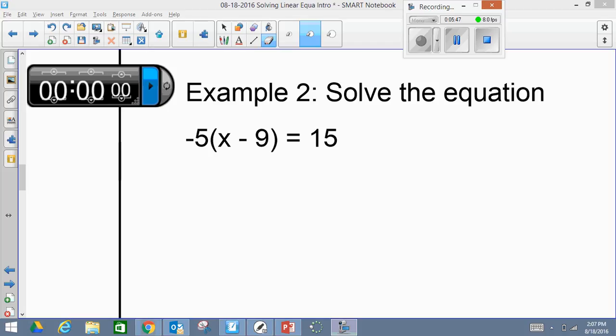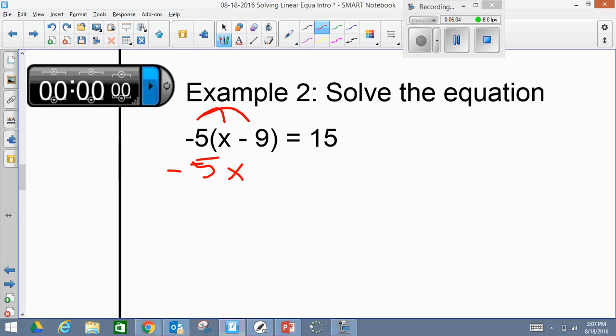Moving on with another example, we have a parenthesis here, so we need to distribute. The first thing I have to do is distribute that -5. So -5 times x is going to give me -5x, and that's a -5, I'm sorry. Now, -5 times -9: negative times negative gives me positive. 5 times 9 is 45, which is going to be equal to 15.